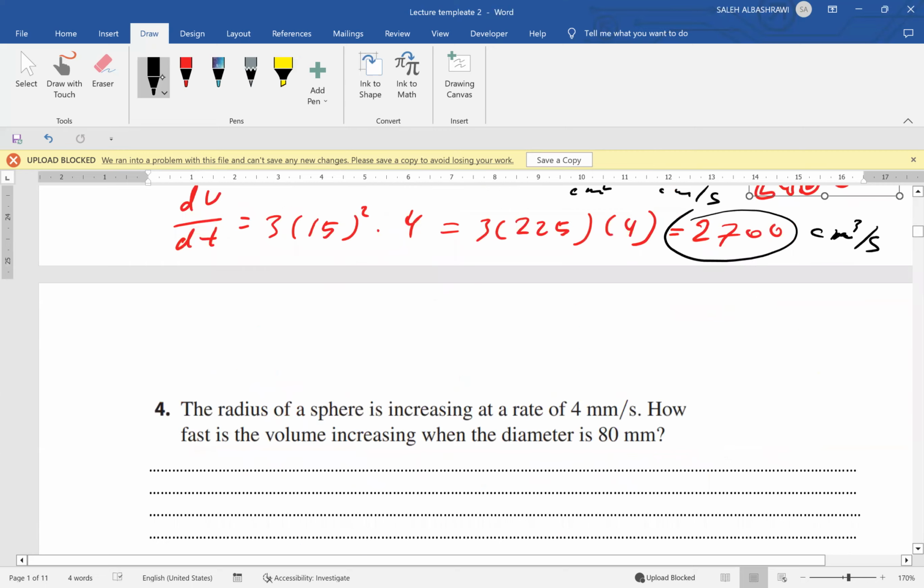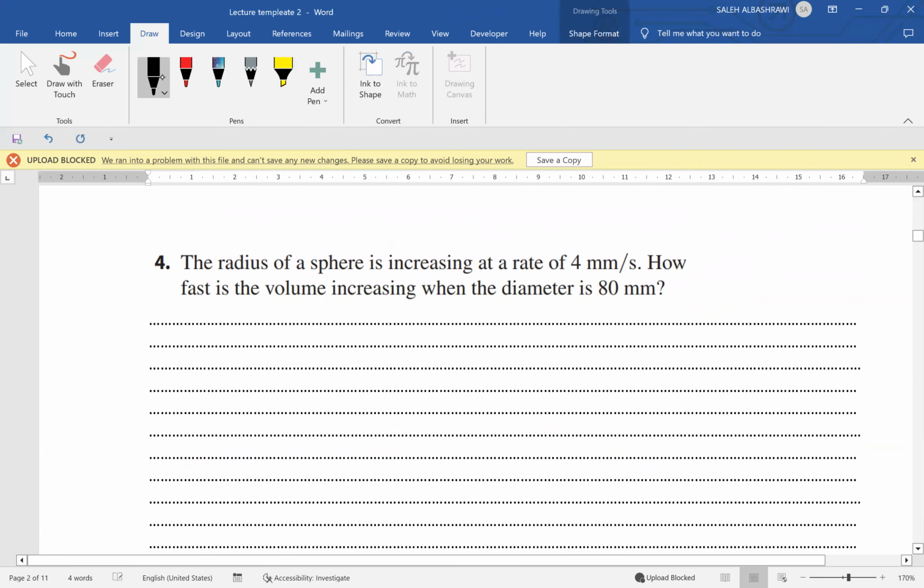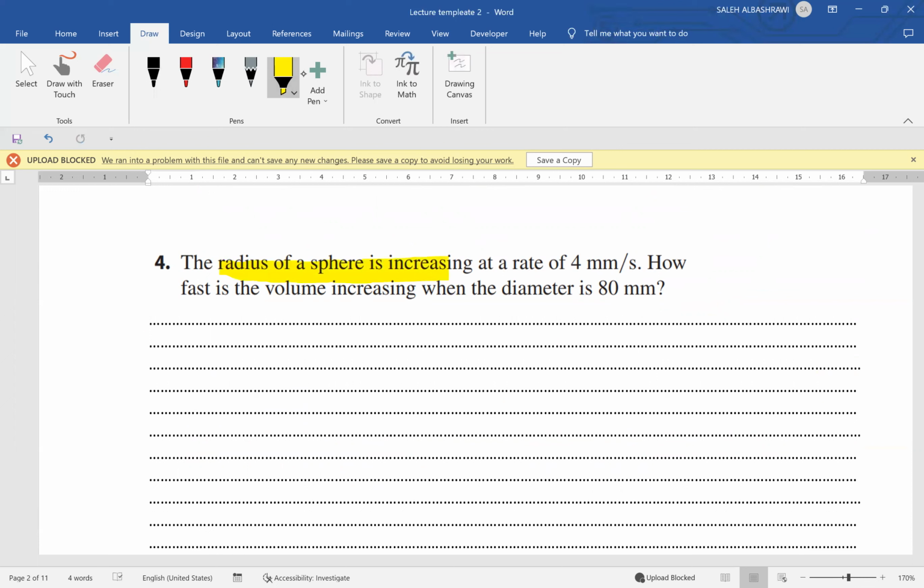Another example. Suppose that we are given this, which is, let's say that the radius of a sphere is increasing at a rate of 4 millimeter per second. So again, we are given this radius of a sphere is increasing at a rate. Rate means a derivative. So in this one, we are given dr by dt equal to 4 millimeter per second.